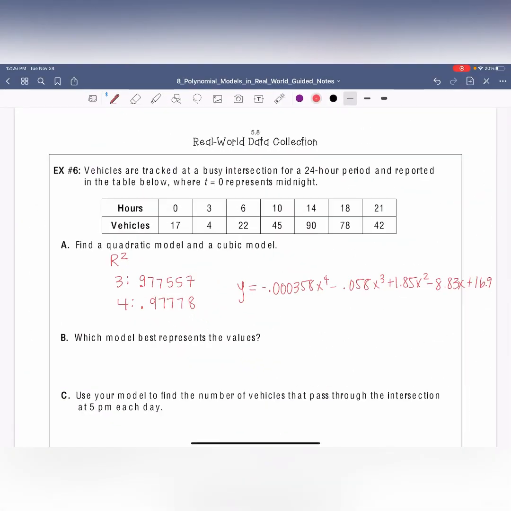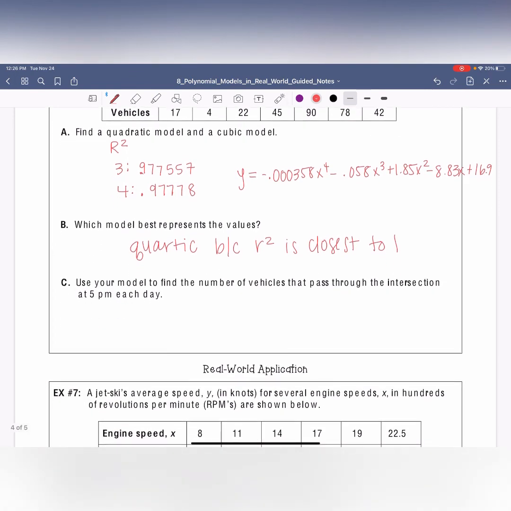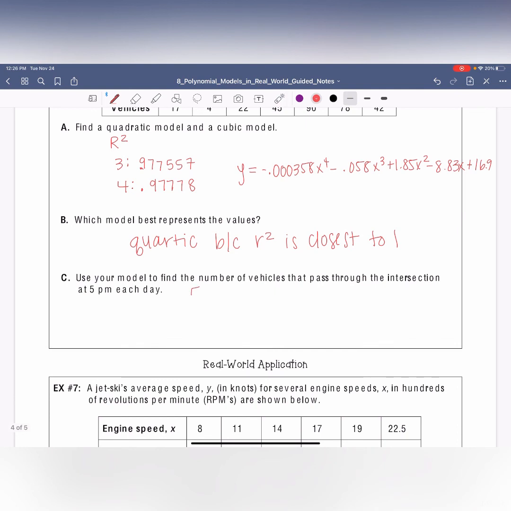Okay, so which model was the best? We already said the quartic model, because r squared is closest to 1. Use that model to find it. So again, remember 5 p.m. is really 1700 hours. So 87 cars was our answer.